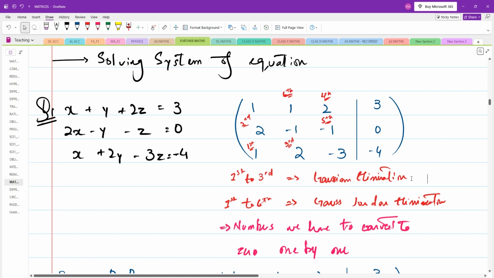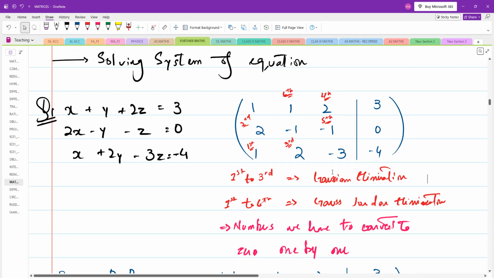For Gaussian elimination, you need to convert this number into a zero first, then you will convert this into a zero, and lastly you will convert this into a zero. You need to make this number into a zero first, this number into a zero afterwards, and lastly this number into a zero. That is the initial steps for Gaussian elimination. Okay? That doesn't give you the answer right away.